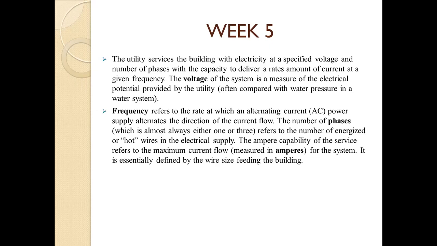Frequency refers to the rate at which an alternating current, or AC power supply, alternates the direction of the current flow. The number of phases refers to the number of energized or hot wires in the electrical supply. The amperes capability of the service refers to the maximum current flow for the system. It is essentially defined by the wire size feeding the building.